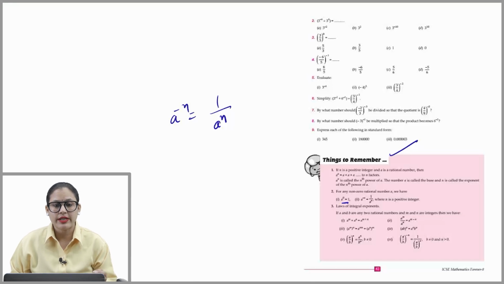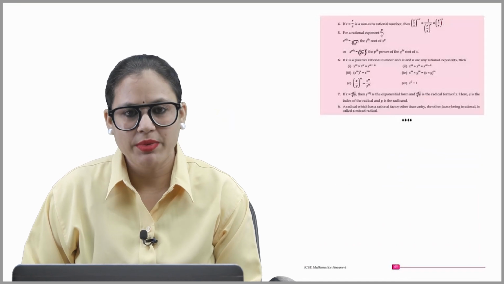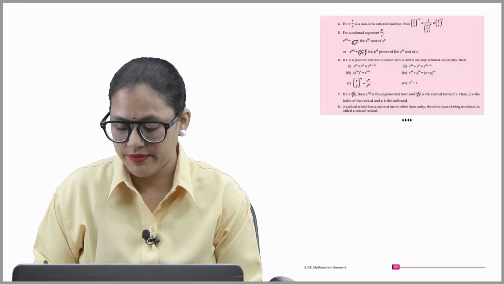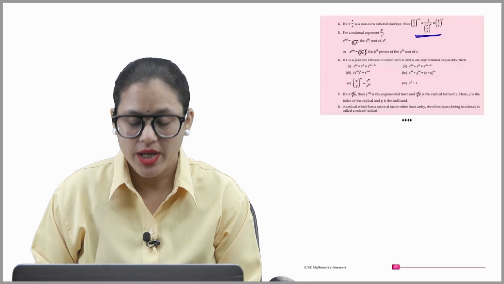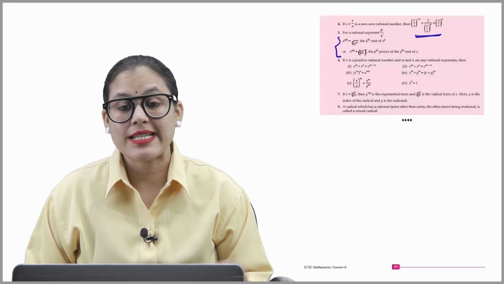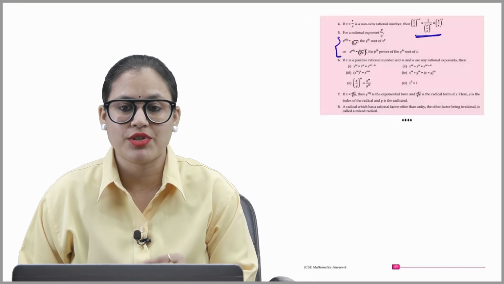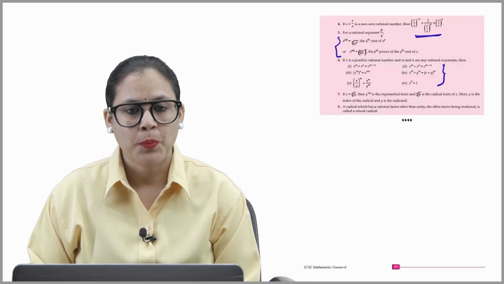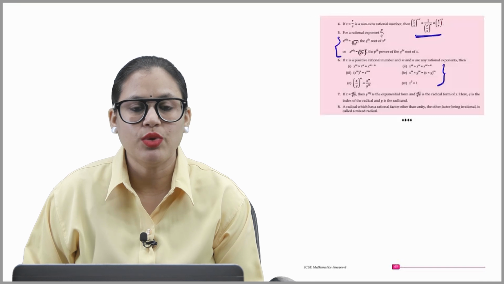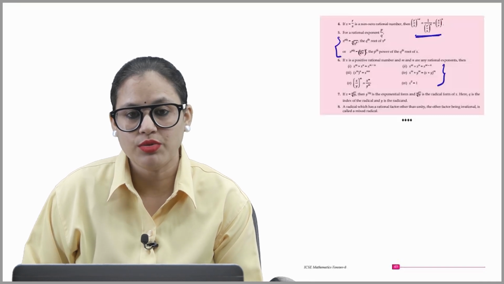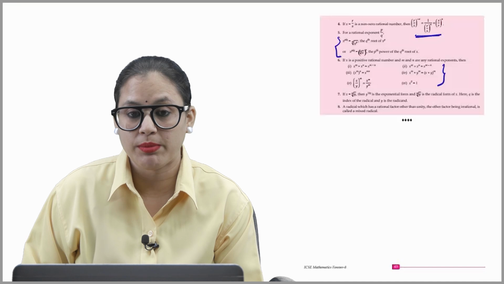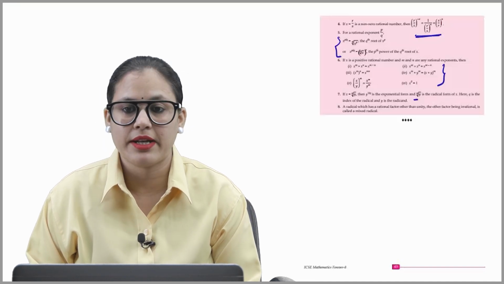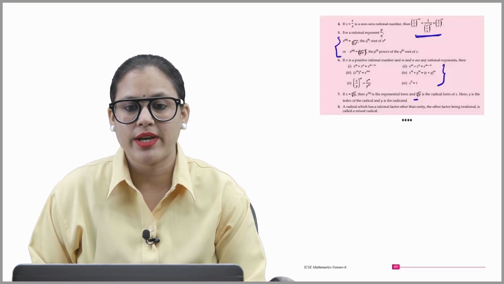And laws of integral exponents: let a and b be any two rational numbers and m and n be integers, then we have these laws, okay. So go through this. If x is equal to r by s, a non-zero rational number, then we have this rule. For a rational number exponent p by q, we have this rule, okay. And if x is a positive rational number and m and n are any rational exponents, then we have these rules. 7: If x is equal to the q-th root of y, then y^(1/q) is the exponential form, and this is the radical form of x. Here q is the index of the radical and y is the radicand.